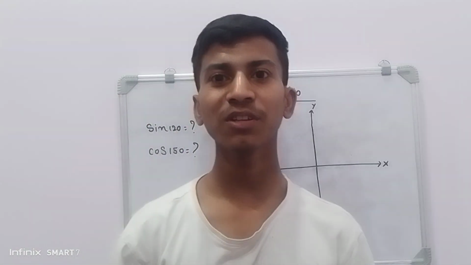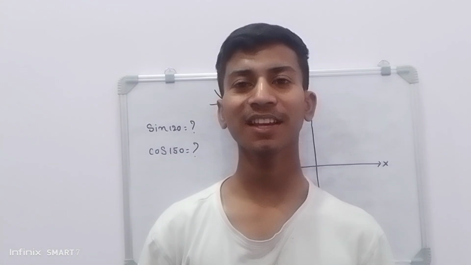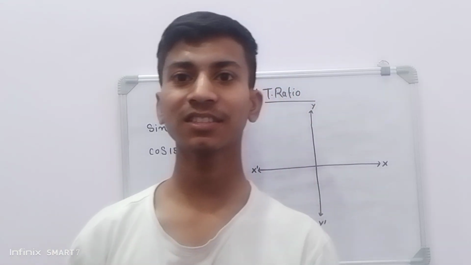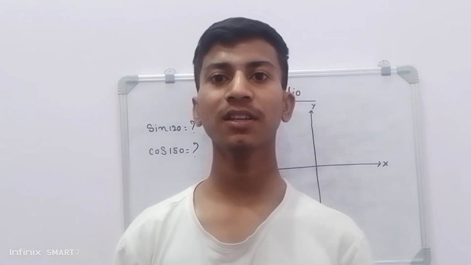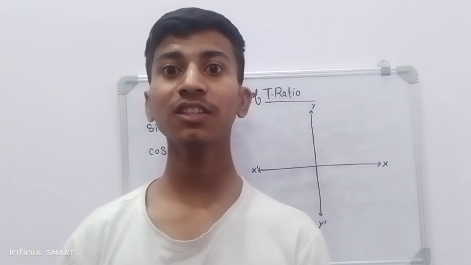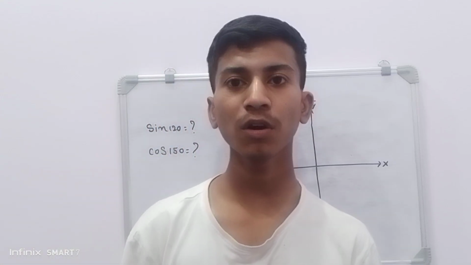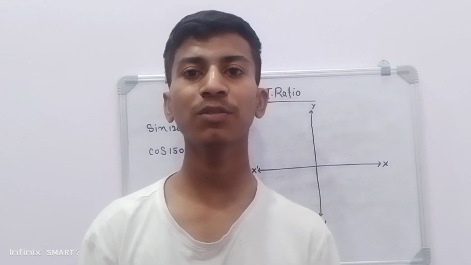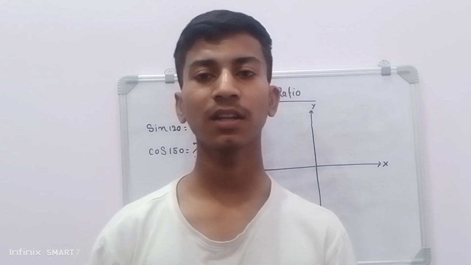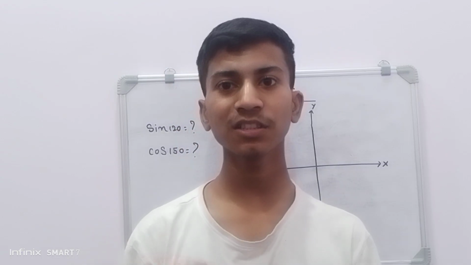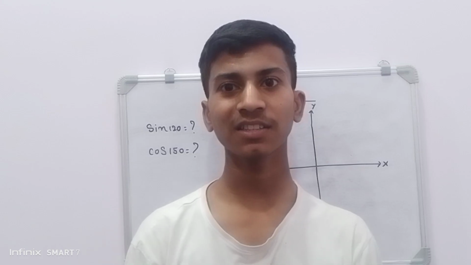Hi everyone, in today's video you will be able to find the values of angles such as sine 360, sine 150, sine 120. These values can be found because, according to class 10 trigonometry, you are only able to find the values between 1 to 90 degrees. But this is going to be a very interesting and fantastic class.